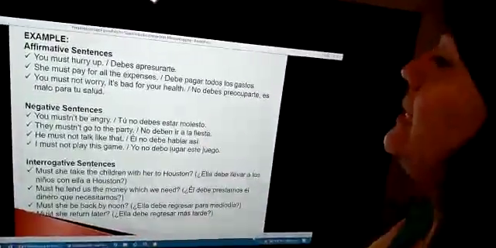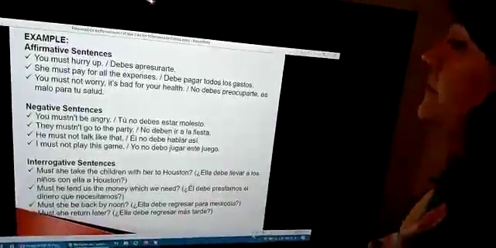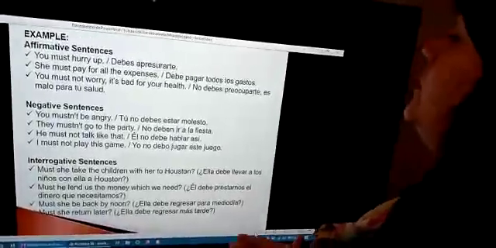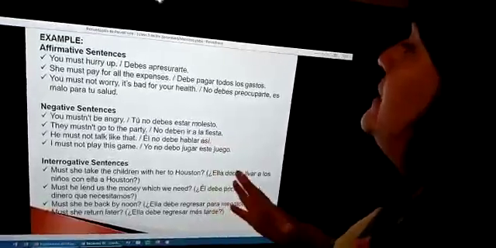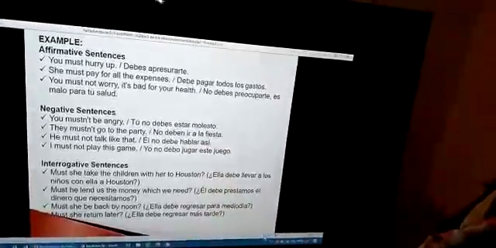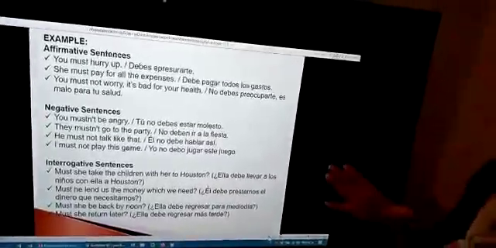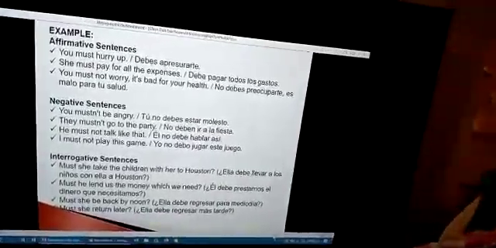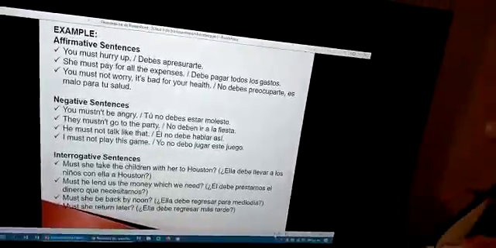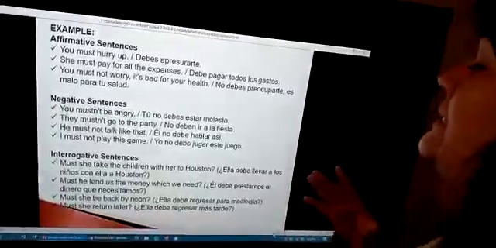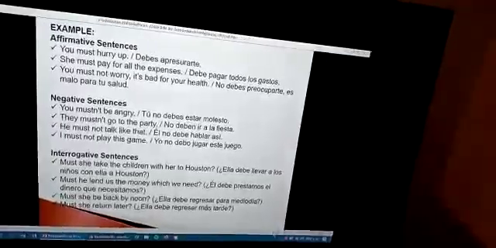And a negative sense says, you mustn't be upset. And Spanish, tú no debes estar molesto. The next, they mustn't go to the party. Spanish, no deben ir a la fiesta. Next, he must not talk like that. Spanish, él no debe hablar así. Next, I must not play this game. Spanish, yo no debo jugar este juego.